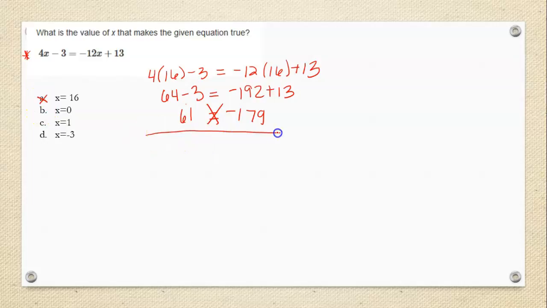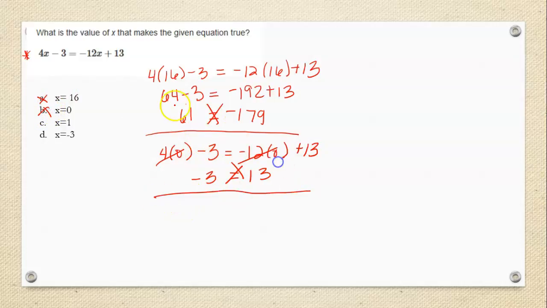Let's try B. We're going to plug in a 0 everywhere we see an x and see if it works. See if the left-hand side does equal the right-hand side. And I'm guessing a lot of you can probably already tell, right? Because 4 times 0 is 0. So you end up with -3 over here and 13 over here. So no, these are not equal.